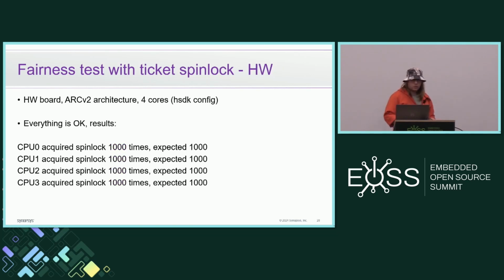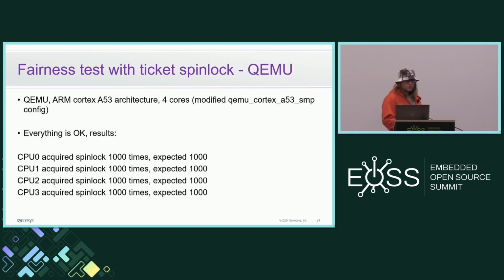So let's try it on hardware platform on this HDK board. It's also completely fair. According to our tests, it's just nice. So let's run it on something else. For example, on QEMU. We have used modified QEMU Cortex A53 SMP config. We just bump number of cores to 4 to be same number as with other tests. So for now, everything is OK. It's fair.